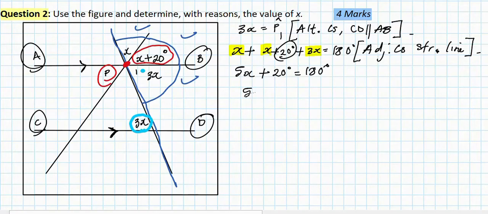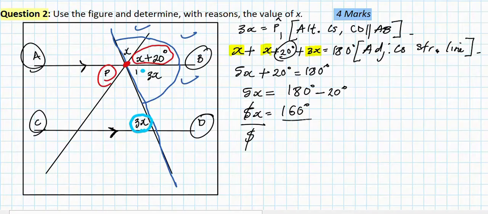After that, we are going to transpose. Of course, there are people who still cannot say this word, transpose. So subtract 20 degrees on the other side, and then you are left with 5x is equal to 160 degrees. And then from there, what are you supposed to do? The multiplicative inverse. You divide by 5 here. So this divides into that, and this divides into that. Therefore, in this case, you're going to have x.